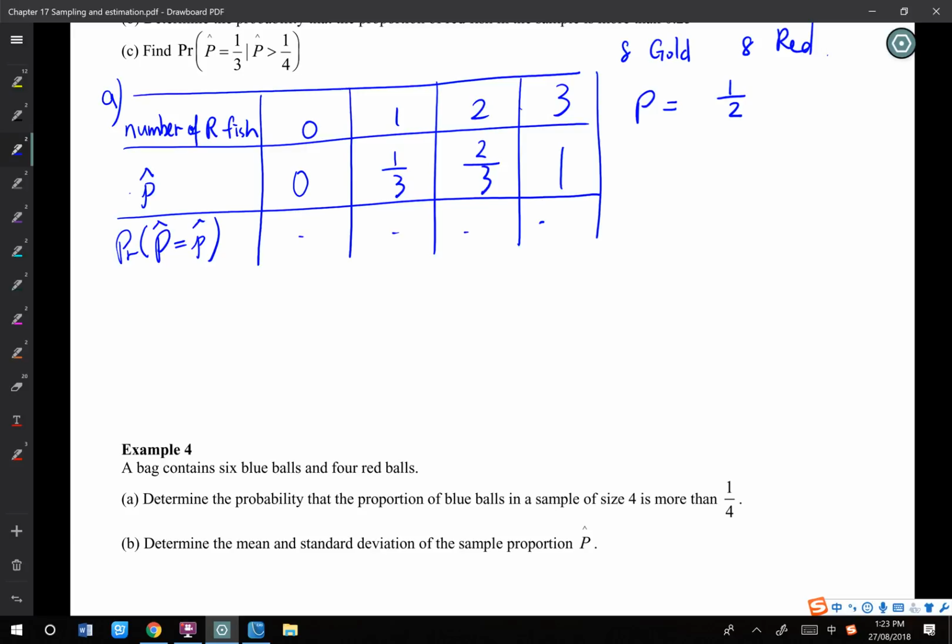Think about the without replacement question. When you choose a fish, what's the probability of selecting a red fish for your first selection? 4 red, 4 gold, so it's a half. If I already got a red one, what's the probability of getting another red one? 3/7, right?